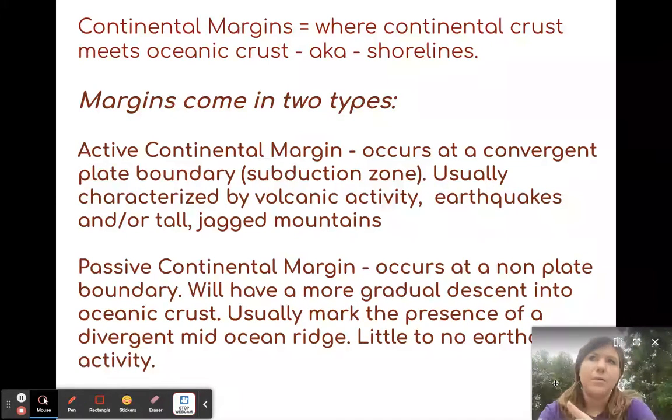For example, the Pacific coast of the United States is an active continental margin. The Atlantic coast of the United States is a passive continental margin. So there's lots of volcanoes and earthquakes on the west coast and very few of those on the east coast.